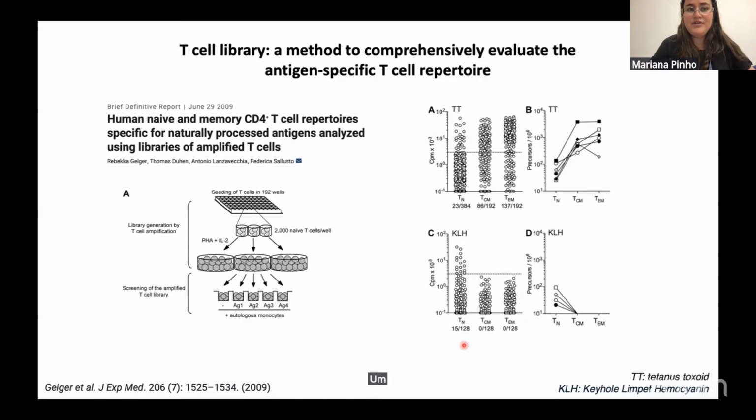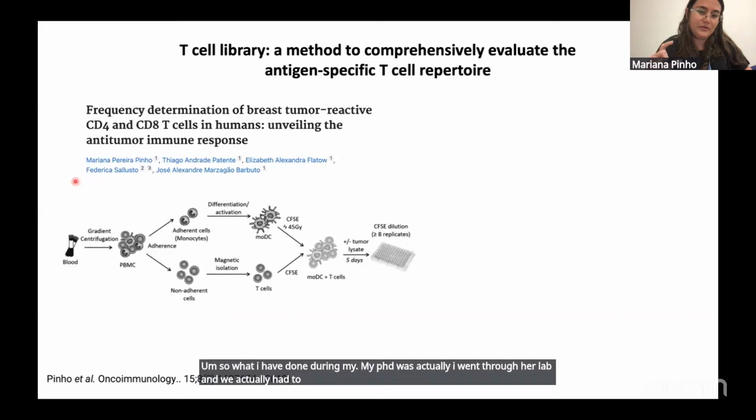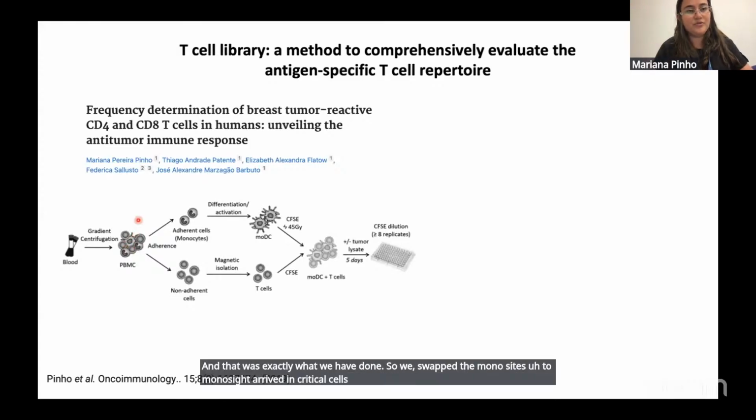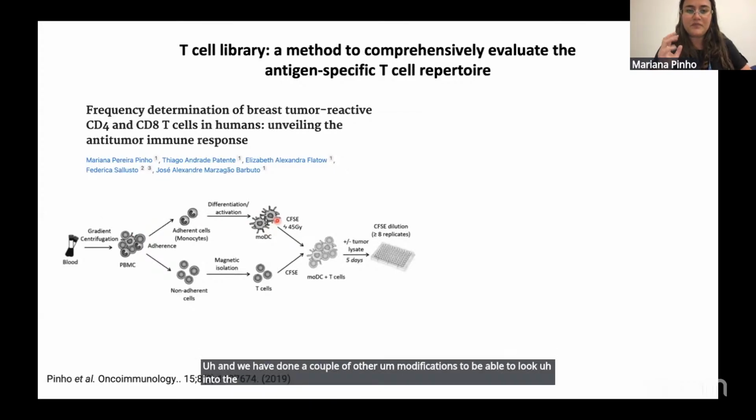So what I did during my PhD was go to her lab, and we modified the protocol a little bit to be able to look for the frequency of tumor-specific T cells. And that was exactly what we did. We swapped the monocytes for monocyte-derived dendritic cells because they are more potent. And we made a couple of other modifications to be able to look into the frequency of tumor-specific T cells.